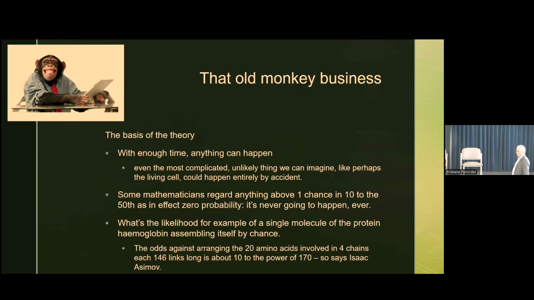Here's the last example. I'm going to power through, and then we can actually have some afternoon tea down the hall here. Let's talk about that old monkey business. The basis of the theory of evolution, that if enough time passes, anything can happen. So I suppose there's a big question mark on that, because we know that things need to happen in sync, or things need to happen in a certain order for life to even exist.